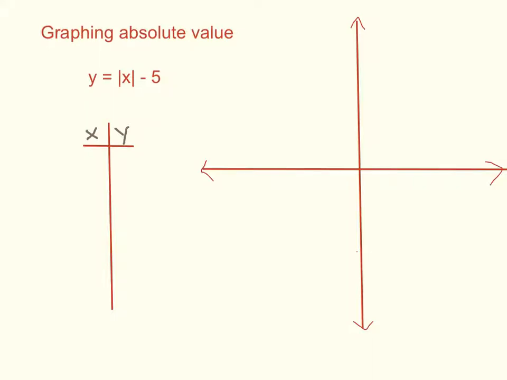This is Unit 5, Day 8, talking about graphing the absolute value of a variable. So this is y equals the absolute value of x minus 5, and we know that it's absolute value because of the two bars that we have around the variable. These two bars show us that we're graphing the absolute value.